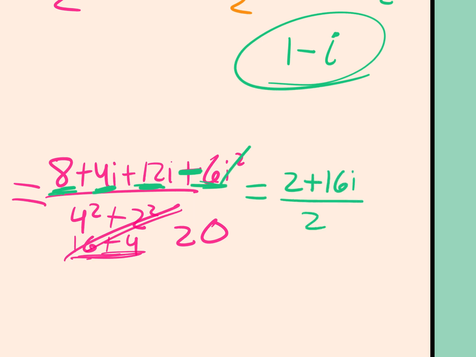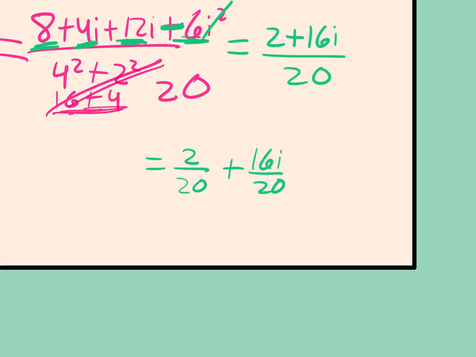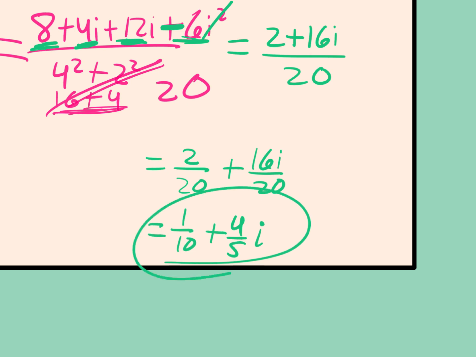And on the bottom, we have a 20, right? Can we leave our answer like this? We cannot. We have to split it up and write it in standard form, a plus bi, right? So this is going to become 2 over 20 plus 16i over 20. All right, and then 2 over 20 becomes 1 over 10. And then 16 over 20 simplifies to 4 over 5. And then this was our imaginary answer, so it has an i.